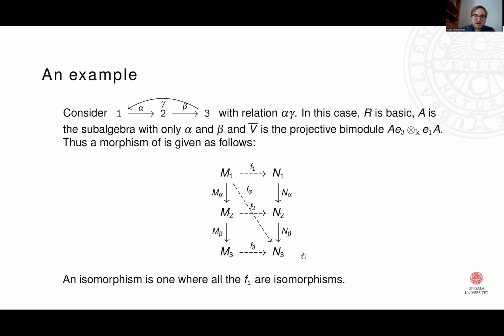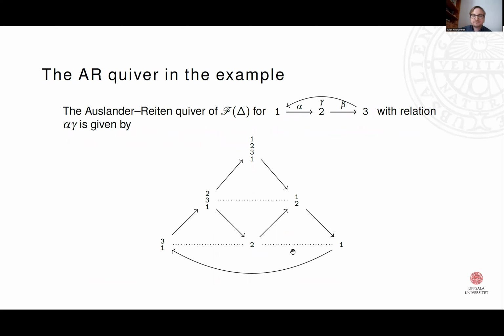But let me mention one further fact, which is in some sense a bit special. I think you need an additional condition, or I'm sure you need an additional condition for this. So what is an isomorphism in this category? An isomorphism is one where all the horizontal arrows are isomorphisms. There's no condition on the diagonal morphisms except for the commutation relations. Okay. So let's translate back.